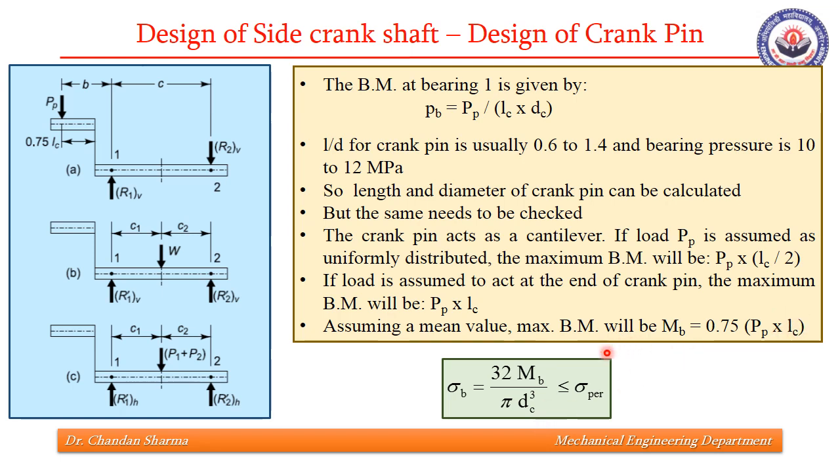So MB is known to us because we know what LC is. We'll find sigma B as 32 MB over pi DC cube. From the earlier equation, we already found LC and DC, so we'll be in a position to find sigma B. This sigma B should be less than or equal to sigma permissible. So what we have done in this slide, we have found LC and DC by bearing pressure considerations, and then we have checked it for stresses. If this sigma B comes out to be more than sigma permissible, then we need to change the dimensions of LC and DC.